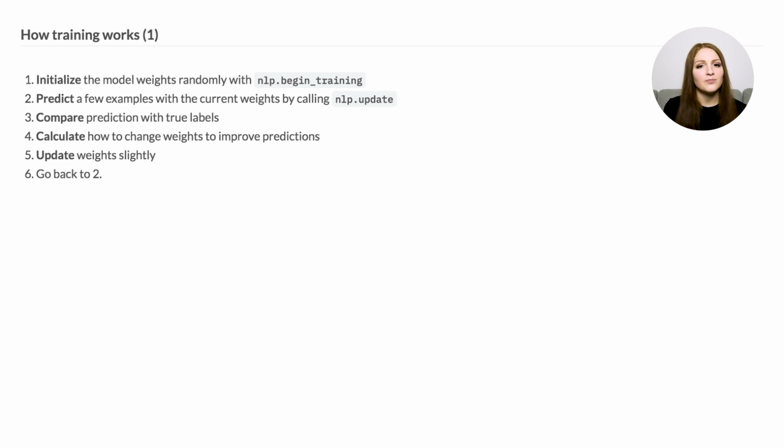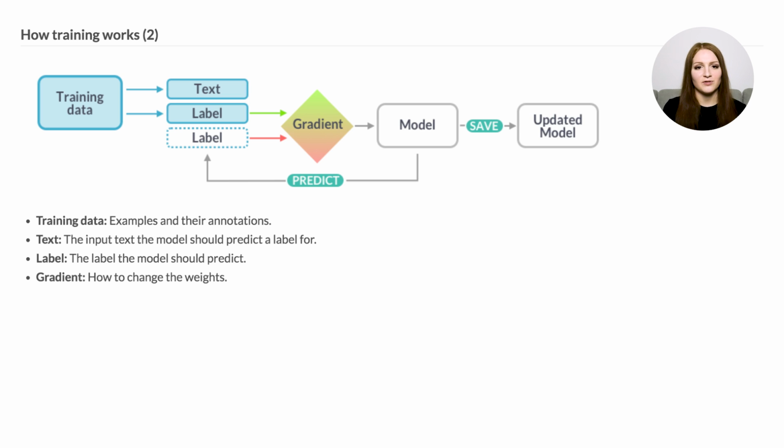If we're not starting with a pre-trained model, we first initialize the weights randomly. Next, we call nlp.update, which predicts a batch of examples with the current weights. The model then checks the predictions against the correct answers and decides how to change the weights to achieve better predictions next time. Finally, we make a small correction to the current weights and move on to the next batch of examples. We continue calling nlp.update for each batch of examples in the data. Here's an illustration showing the process.